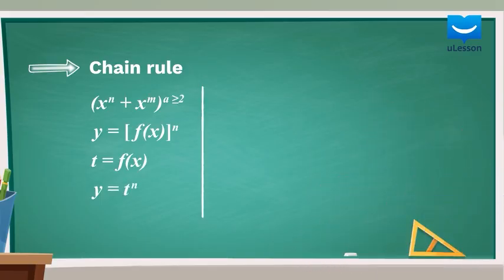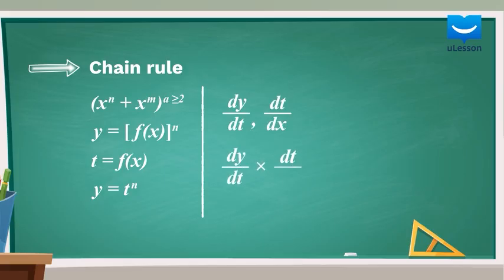Hence, we differentiate y with respect to t and differentiate t with respect to f of x. Finally, the product of dy/dt and dt/dx is simplified to get dy/dx.